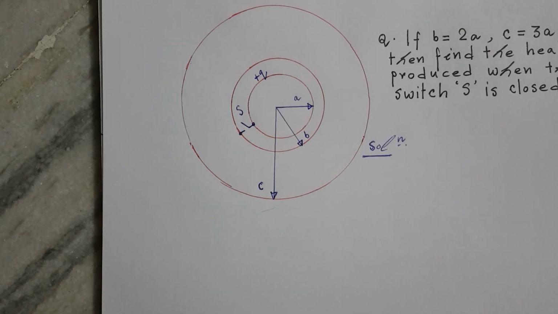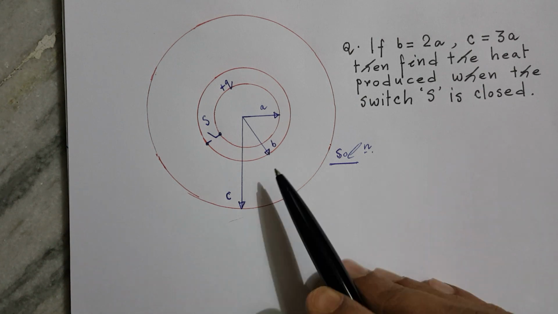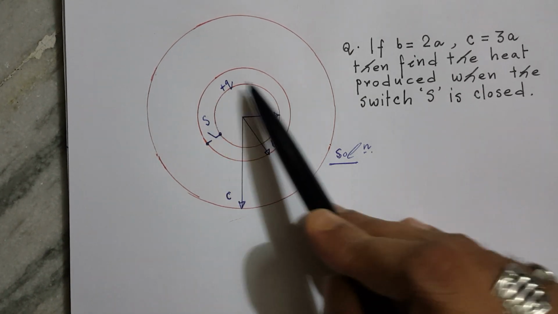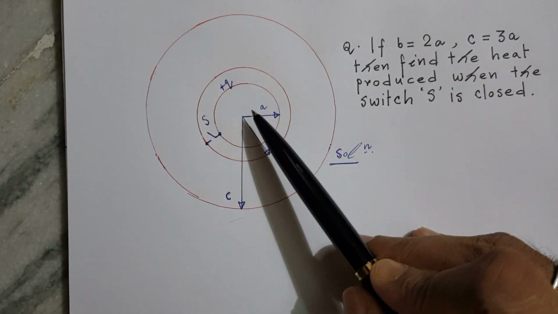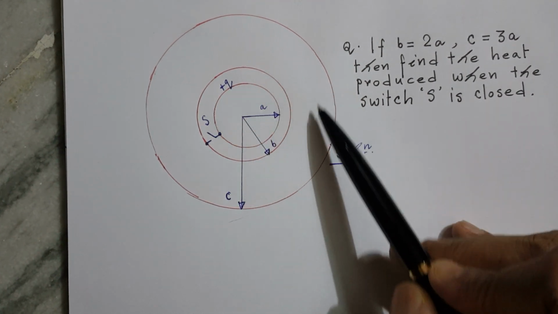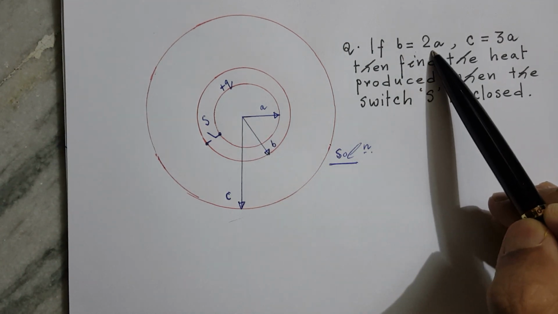Dear students, today our problem is this. As you can see, we have a solid sphere. This is a solid sphere whose radius is a. This solid sphere is surrounded by a spherical shell whose inner radius is b. b is equal to 2a.